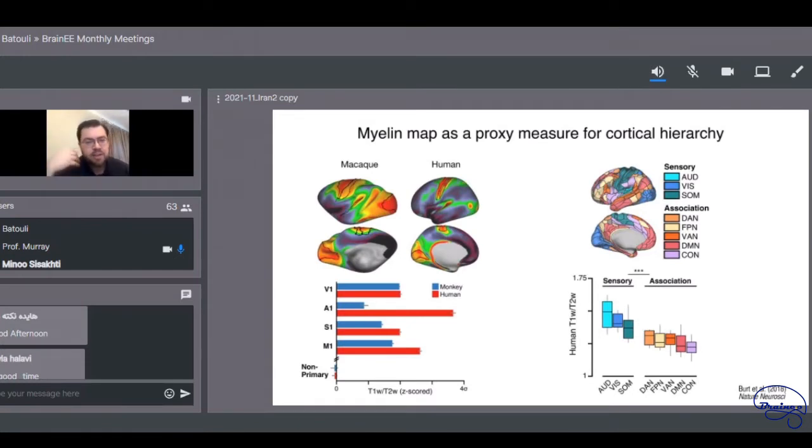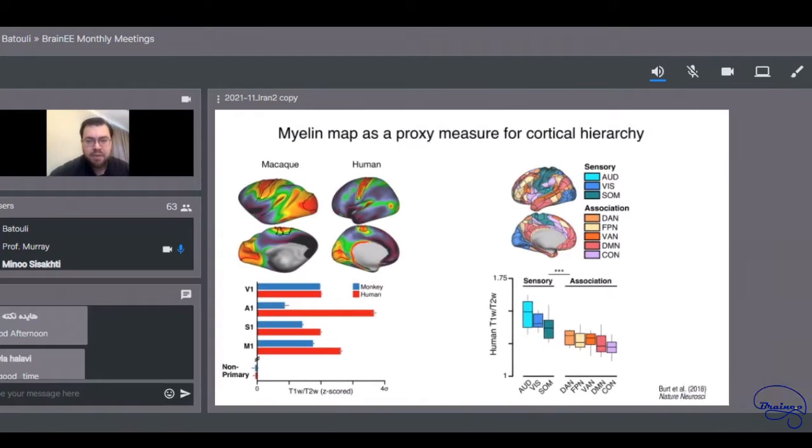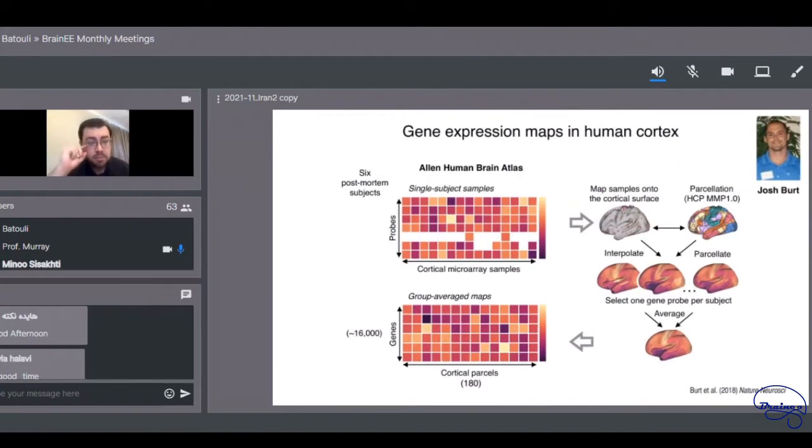And so now we can bring this into the human, where we don't have an anatomical measure of hierarchy in the direct way as we had from Felleman and Van Essen. We can use this as an inverse proxy measure. Okay, so that's how we are going to characterize hierarchy, but then how do we characterize local circuit variation along the hierarchy? And for that, we used gene expression mapping.